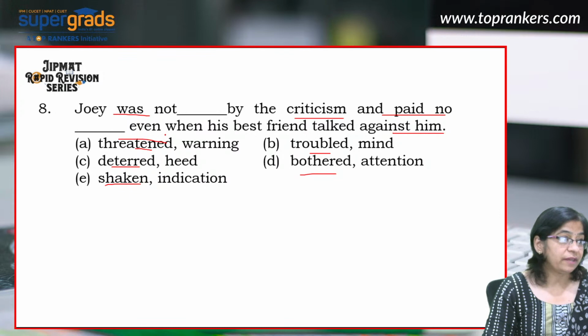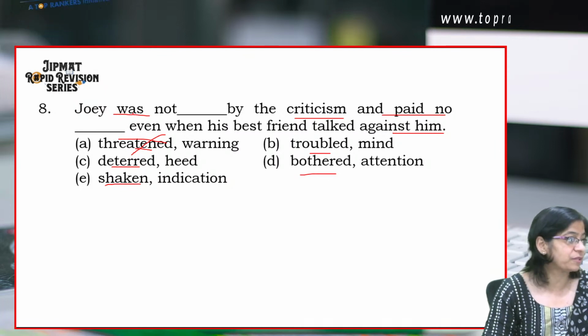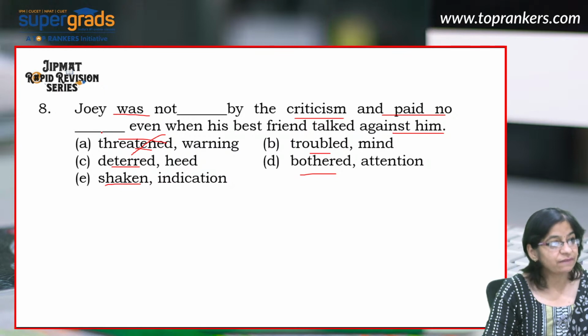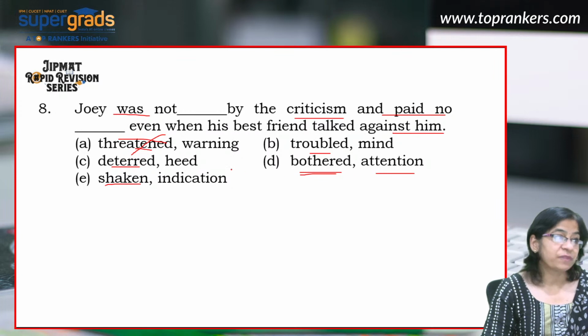So, well, we know that we can eliminate option A. And let's look at option B now. So Joey was not, say, deterred or shaken or troubled or bothered. They all look right. Let's look at the second option now. Paid no attention when his best friend talked against him. So you're saying he was not bothered by criticism and paid no attention even when his best friend talked against him. Now, I see no indication, yes, and paid no mind won't work.